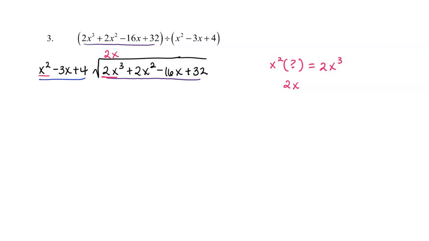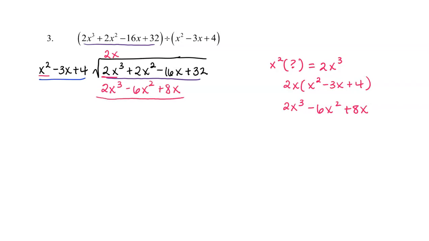That 2x goes on top, and that 2x then gets multiplied by the entire divisor. Distributing the 2x to all three of those terms gives 2x cubed minus 6x squared plus 8x. That gets lined up under our dividend, and it gets subtracted from the dividend.